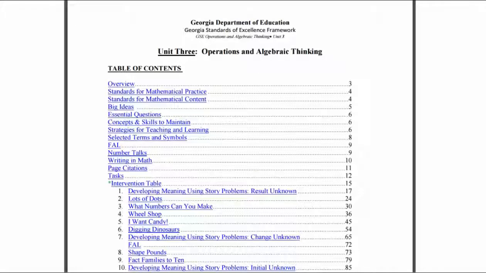The first grade Georgia Curriculum Frameworks has several other rich tasks to support the understanding of subtraction as addition with an unknown add-in. They include Lots of Dots, What Numbers Can You Make, Fact Families to 10, as well as story problems involving change unknown and initial unknown. In each of these tasks, students compose and decompose numbers, practice finding number combinations, and relate addition to subtraction.